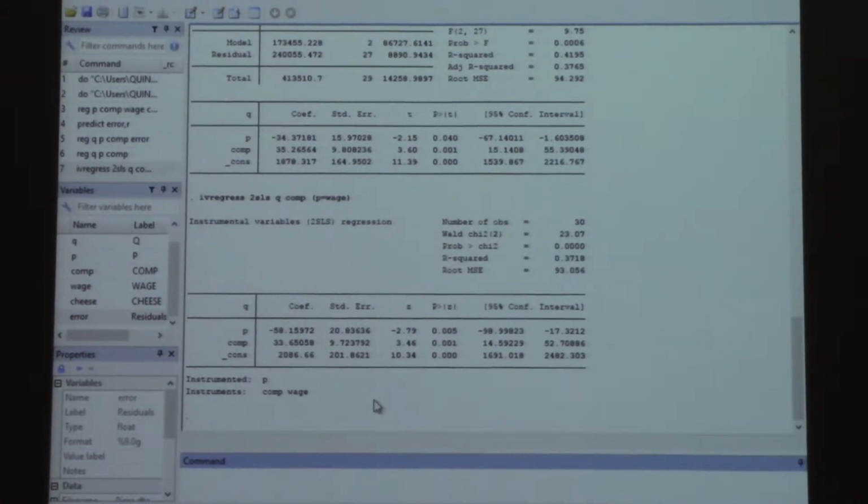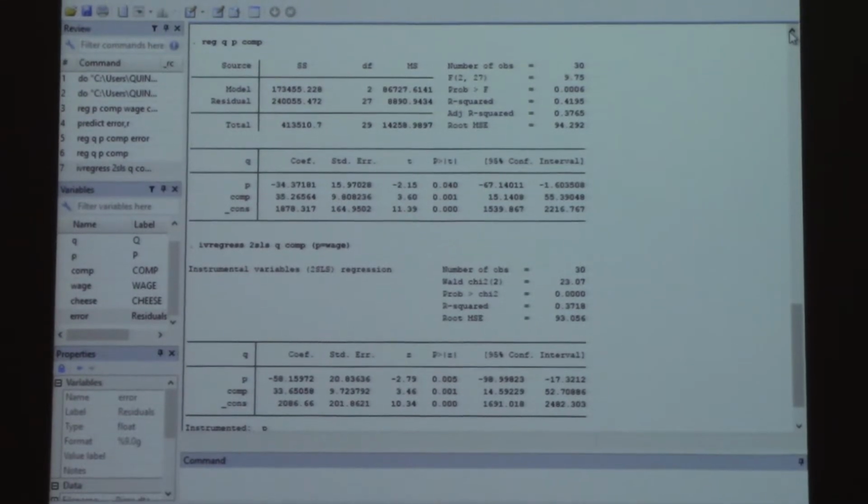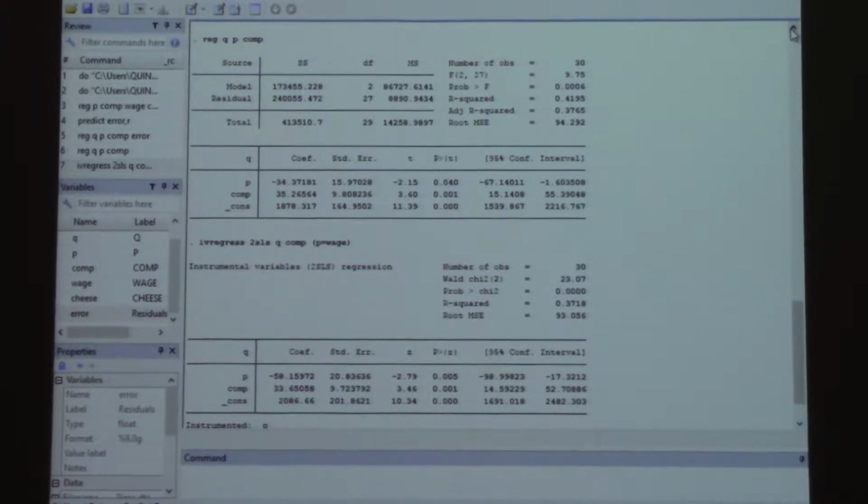Before, our ordinary least squares regression, our regular regression, is telling us that for every $1 increase in price, we're only going to sell 34 fewer pizzas. Our instrumental variable regression is telling us now that for every $1 increase in price, you're going to sell almost twice as few, right? Almost 58 fewer pizzas. Not 34 fewer pizzas, but 58 fewer pizzas. So that's a pretty significant effect. Man, it's a pretty big effect.